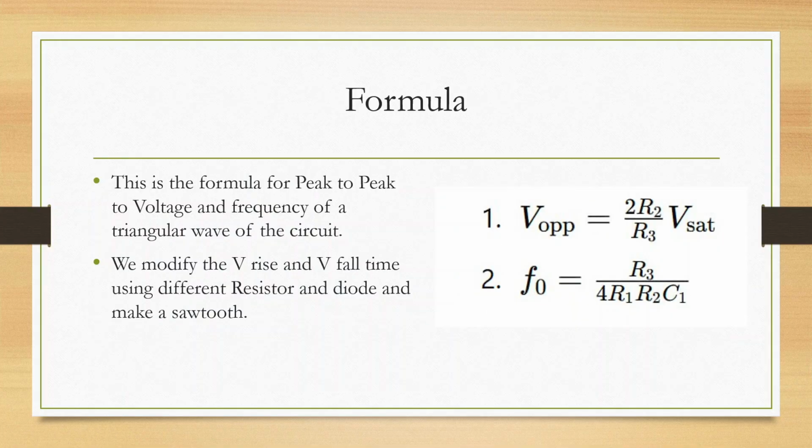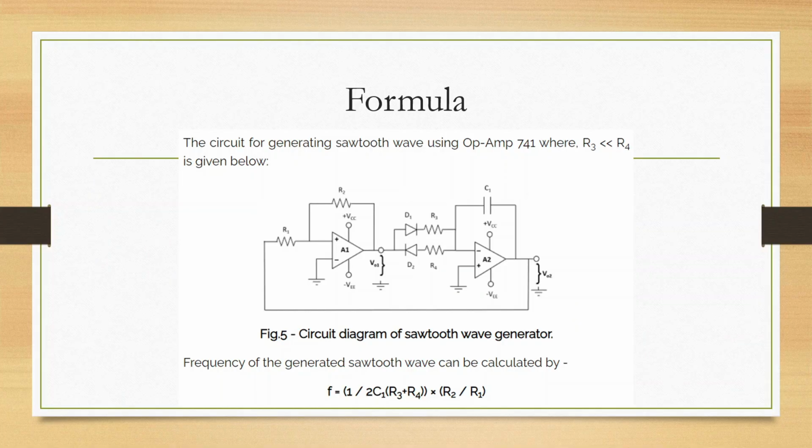Here we use the formula for making the triangular wave, and we manipulate it by using two diodes to change the V rise and V fall time accordingly. This is the formula of the frequency of our sawtooth wave. We choose R3 and R4 accordingly so that the rising time will be much larger than the falling time, and it will make the sawtooth waveform.